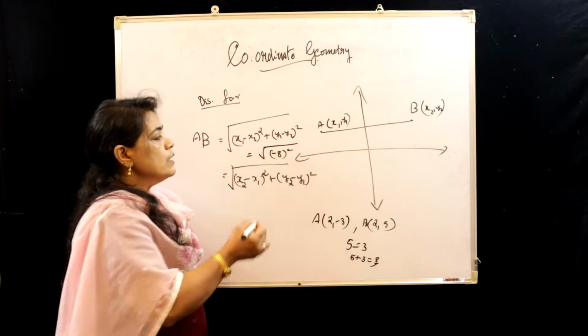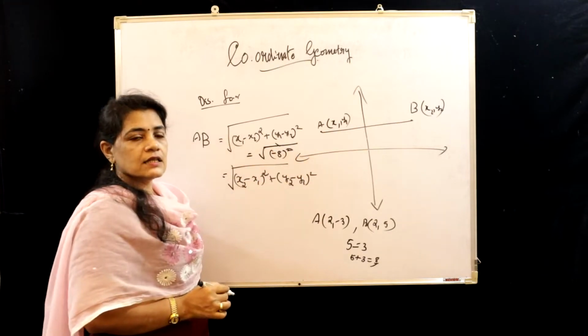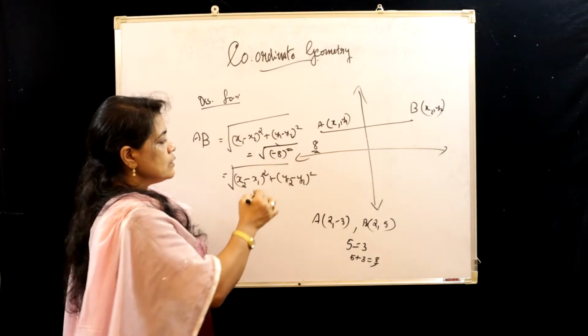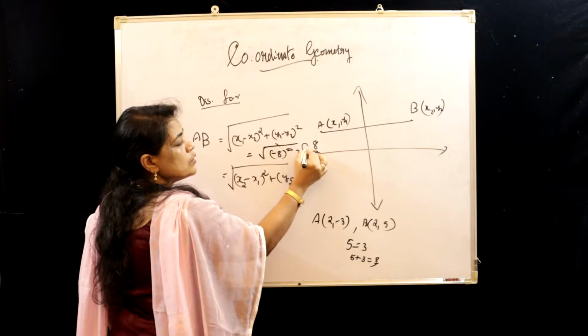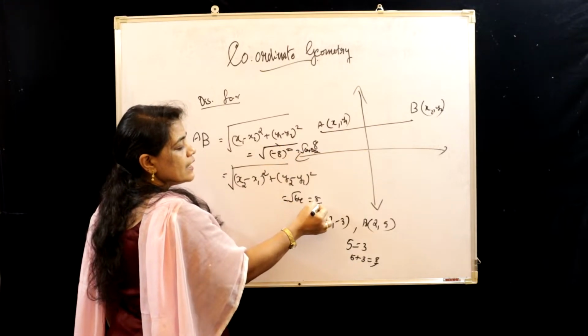Okay, so you will get the square and the square root cancelled, so you will get 8. Understood? That is root of 64. This is equal to root of 64. Here also you will get root of 64, that is 8.